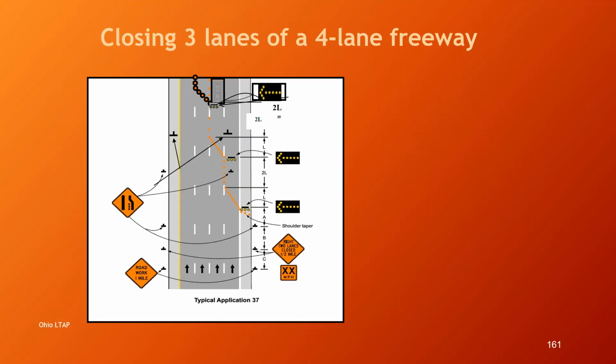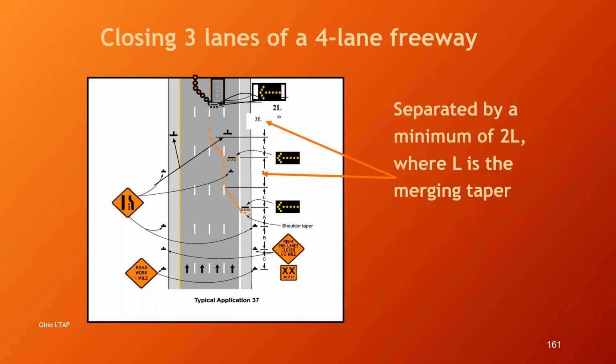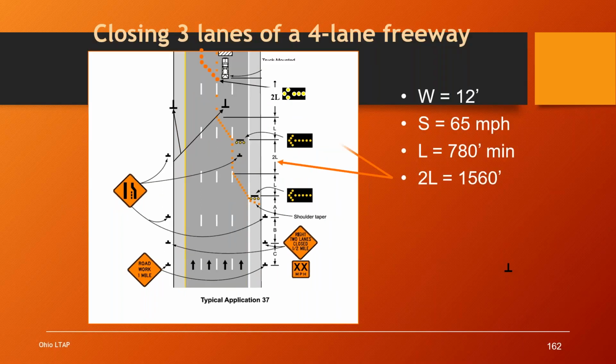How about if we wanted to close 3 lanes of that roadway? If we wanted to do that, then we would have 2 tangent sections and then an arrow panel for each taper. And if we threw in the speed limit so we could figure out the values of the merging tapers and the tangent section, we would see that for 65 miles an hour in a 12-foot lane, the length of each merging taper is 780 feet, and then the length of each tangent section is 1,560 feet.